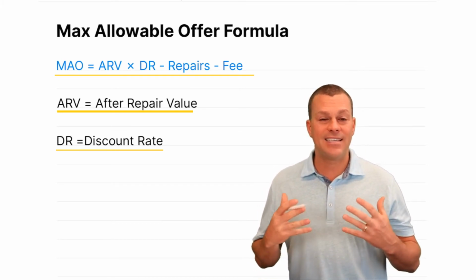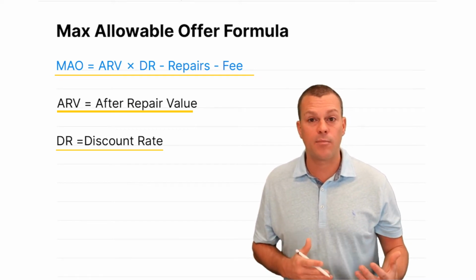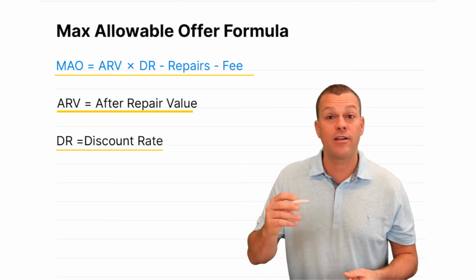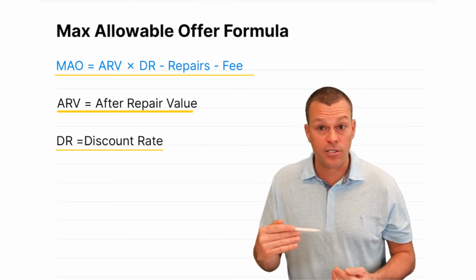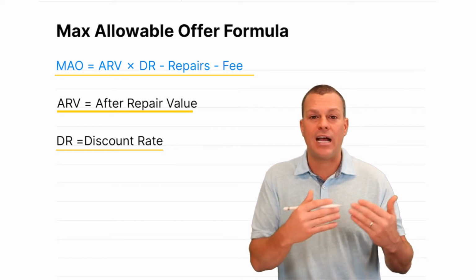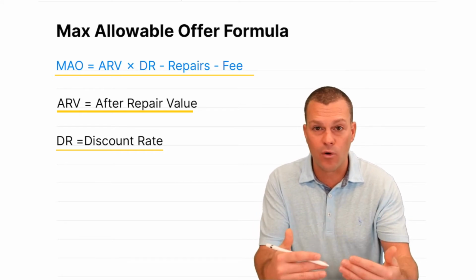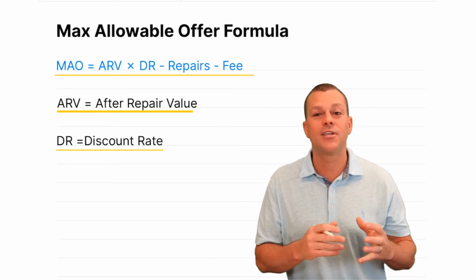Now, in today's market, it's kind of difficult to get offers accepted at that number, so you may have to move that from 0.7 to 0.75 or even up to 0.8, which is going to deteriorate your profit margins, but it's also going to get you a higher MAO on the other side of this equation, which will allow you to offer more. Therefore, you should hopefully get more offers accepted.